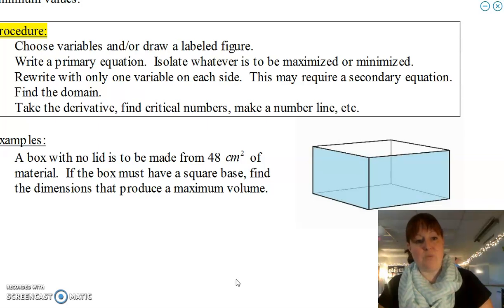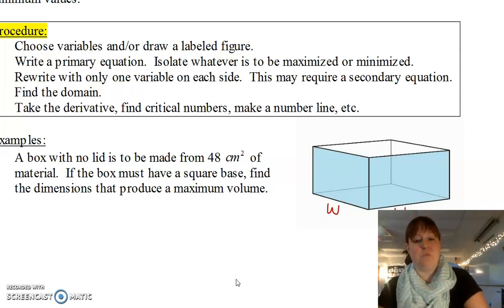And so we have a box. We know it has a square base, which means this is W. If this is the width, this is also the width, right? Because it's a square base. And then this is the height, okay? So that's our labeled figure. You always want to draw a picture if you can.